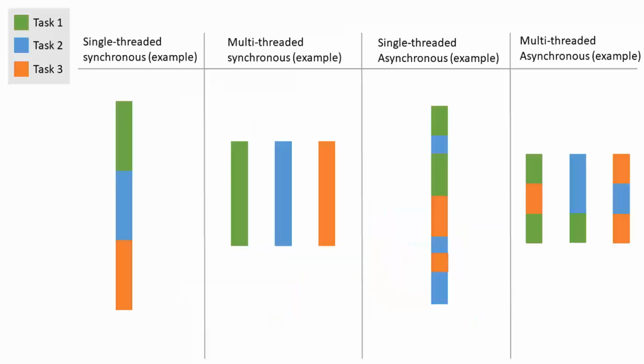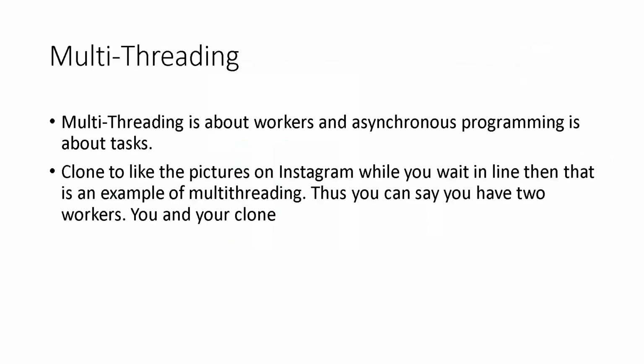So we have three main topics that we are going to cover in this video, that is asynchronous programming and how it is different from multi-threading and multiprocessing. So first, let's go into multi-threading. Multi-threading is actually a kind of asynchronous programming, but not really, because the main difference is about workers and tasks. Multi-threading is about workers and asynchronous programming is about tasks.